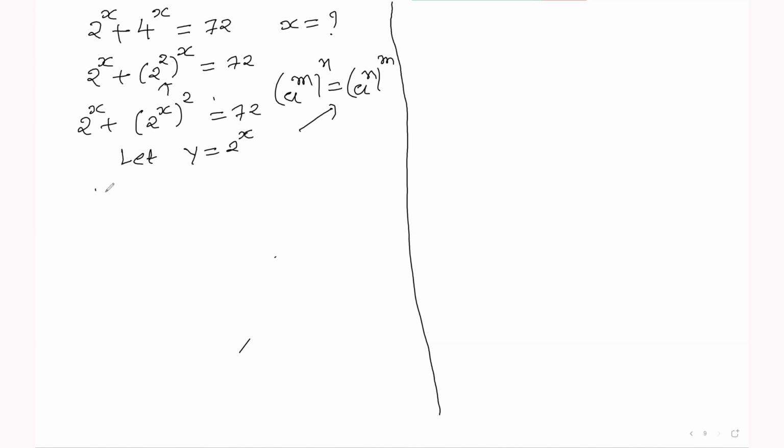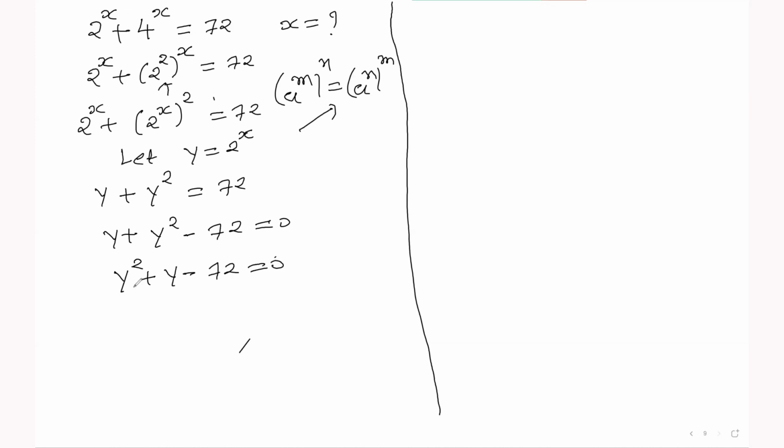So that will give me y + y^2 = 72. Now I'll take my 72 to the left hand side, which will give me y + y^2 - 72 = 0. Now write it down like the square term is first, so it looks good. So y^2 + y - 72 = 0.